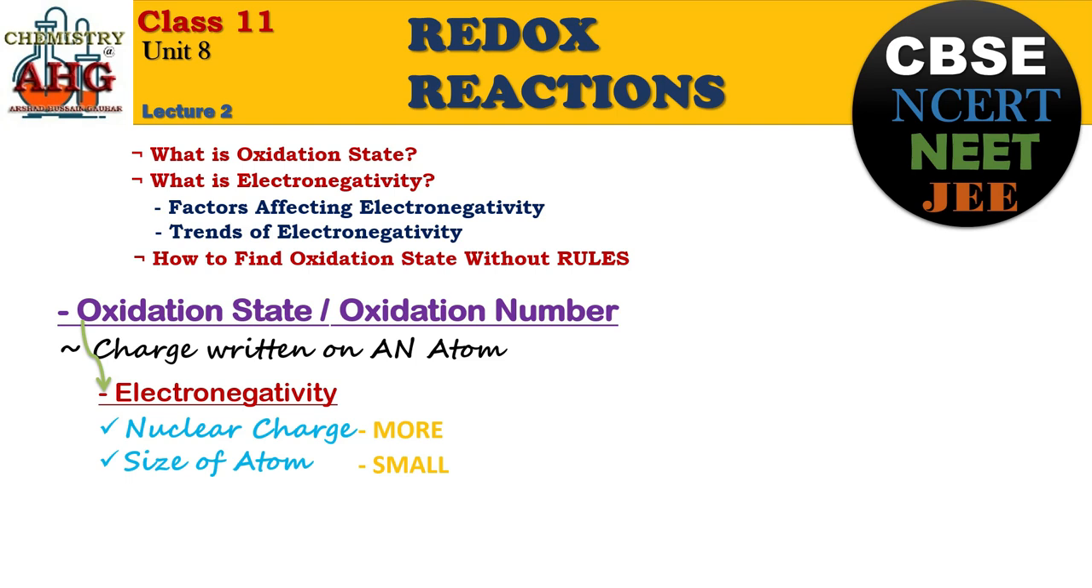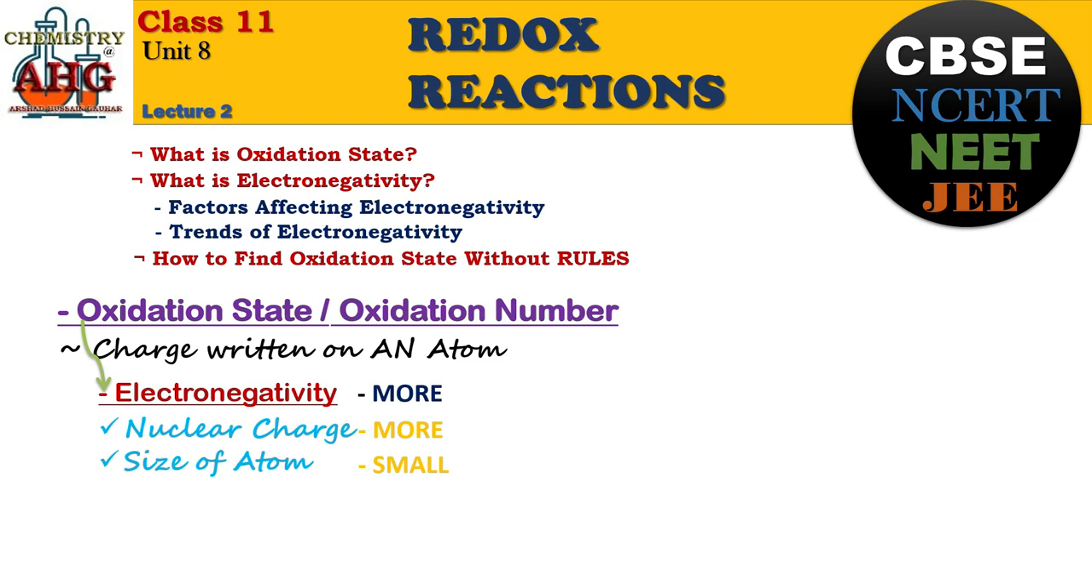So what does this mean? It means for an element to be more electronegative, it must have high nuclear charge, more number of protons. And second, the element must be small in radius. This is one piece of information that is very important in deciding the oxidation state, that you must know which element is more electronegative comparatively and which one is less electronegative.